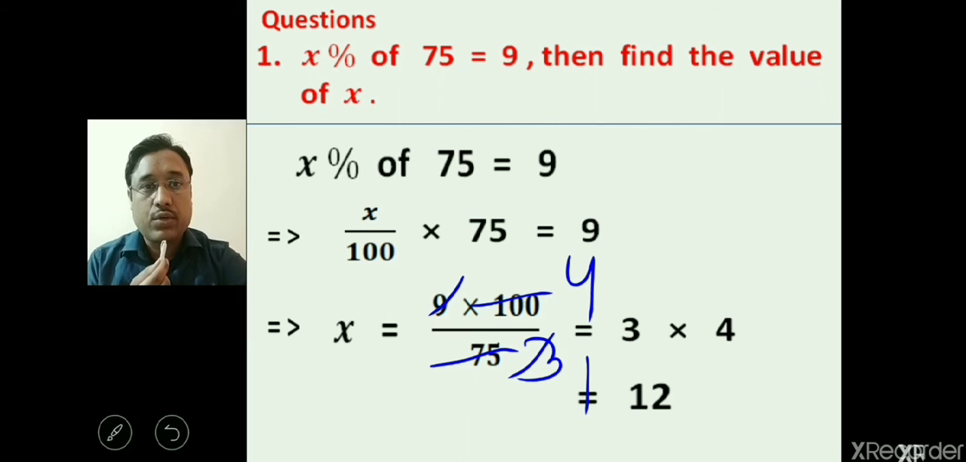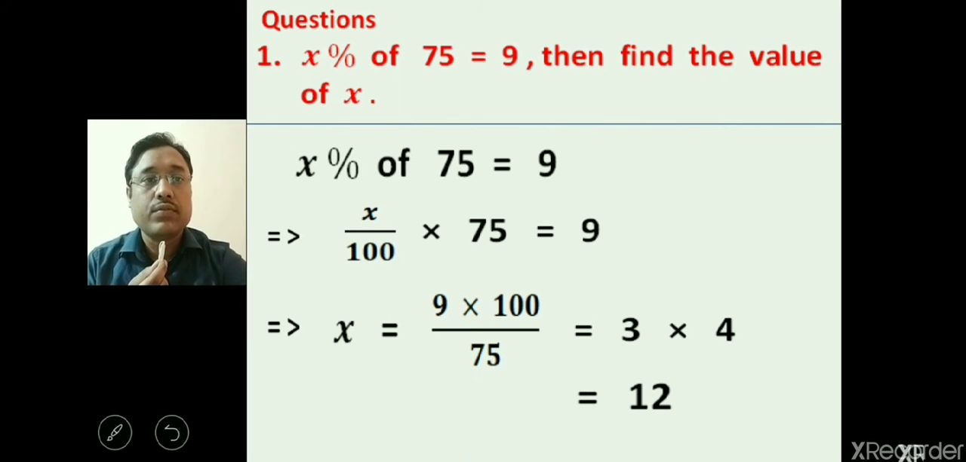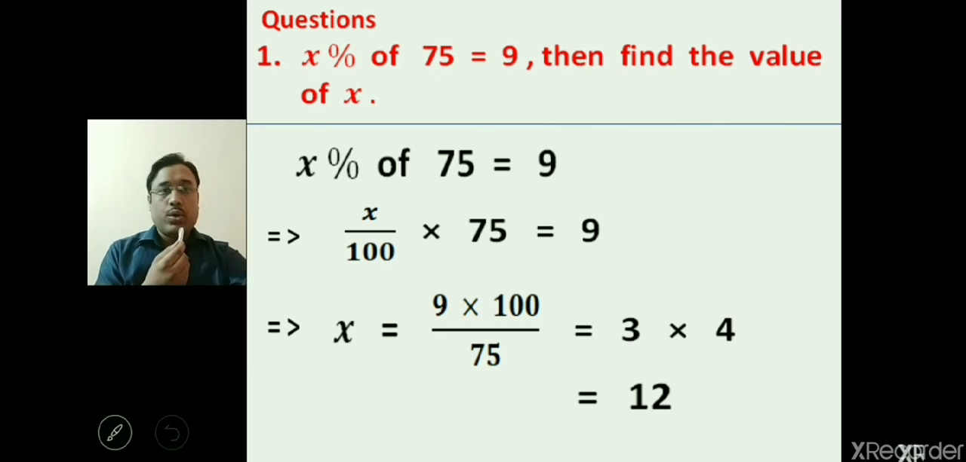So in this way you can find the result, 12. So the value of x is 12, and you can check also that 12% of 75 will be 9, because x% of 75 is 9. So you can find that really 12% of 75 is 9 only.